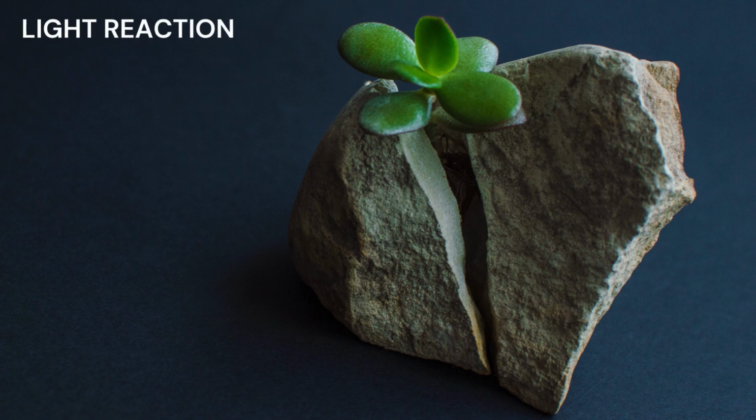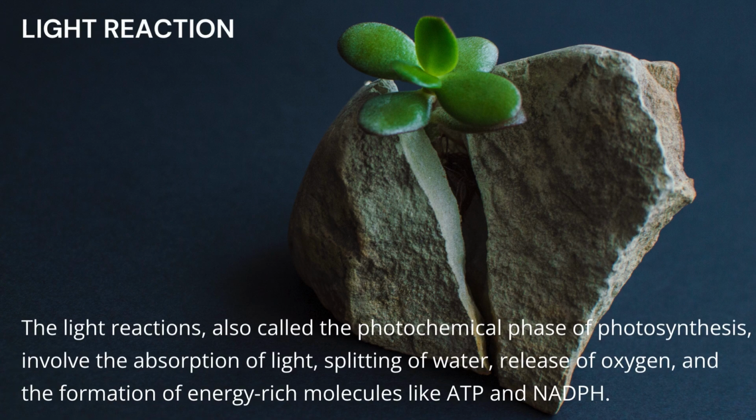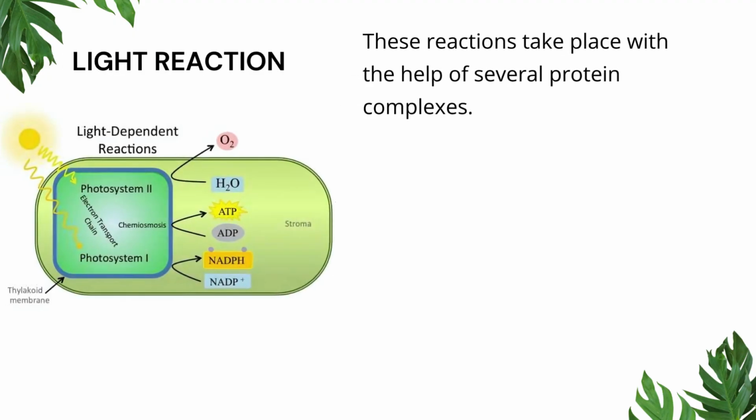The light reactions, also called the photochemical phase of photosynthesis, involve the absorption of light, splitting of water, release of oxygen, and the formation of energy-rich molecules like ATP and NADPH. These reactions take place with the help of several protein complexes.